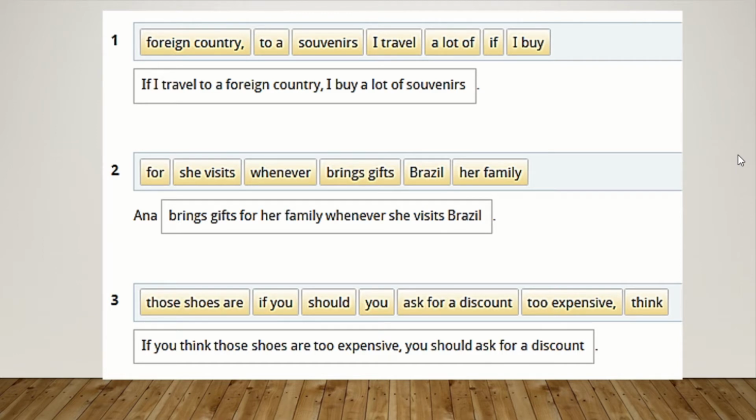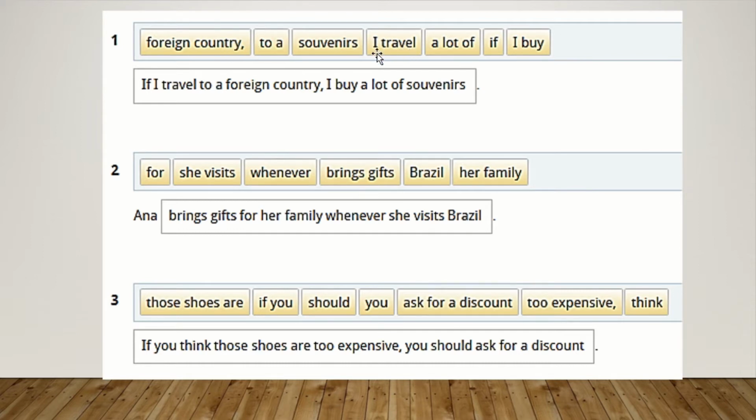Okay, we will start with the feedback. Remember that we have in the quizzes the evaluation of Unit 20, that is present real conditionals, that are these two first exercises. I will show you, for example.